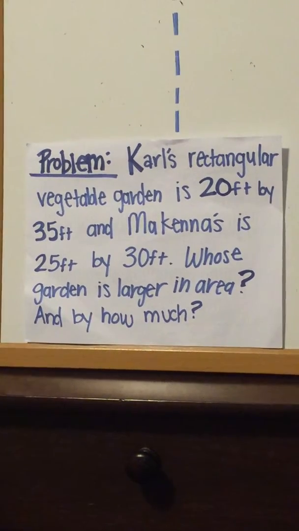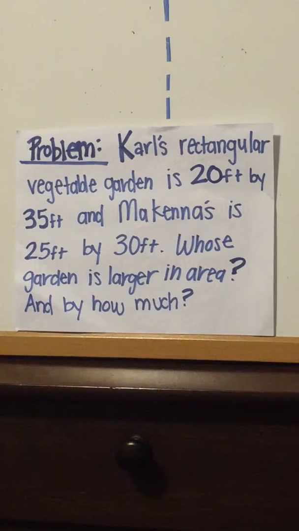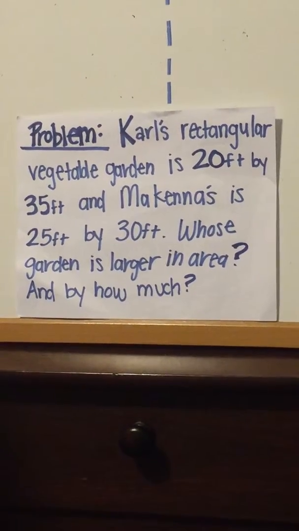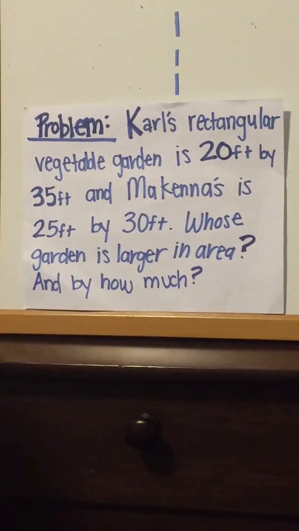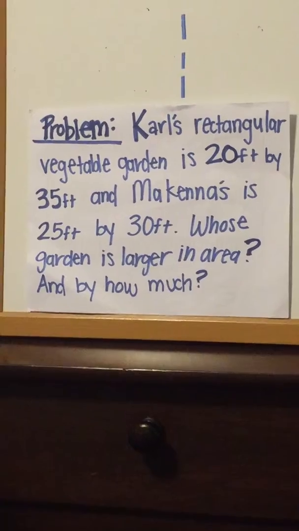Our problem is Carl's rectangular vegetable garden is 20 feet by 35 feet, and McKenna's is 25 feet by 30 feet. Whose garden is larger in area, and by how much?